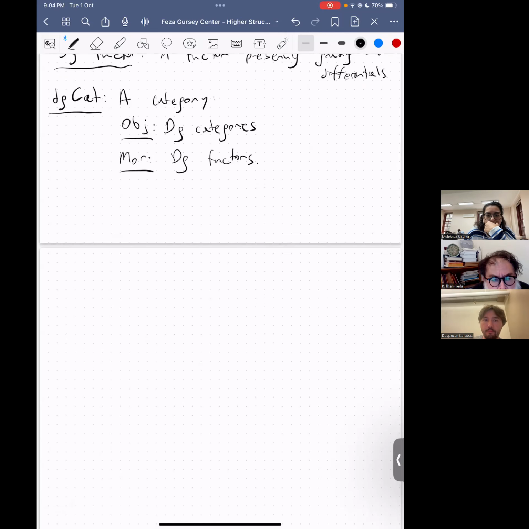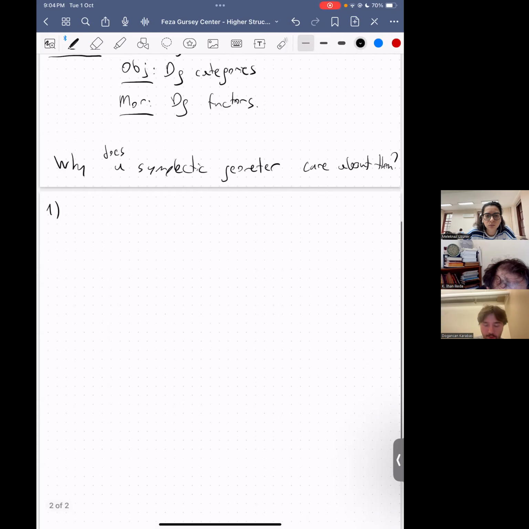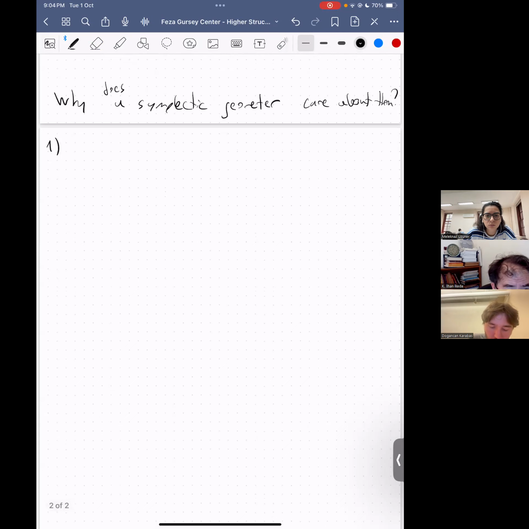So before proceeding, a little bit of geometry here. Why would a symplectic geometer, I am a symplectic geometer, be interested in these DG categories? So why would a symplectic geometer care about this? So one is this thing. This is the Kontsevich-Koshev conjecture.